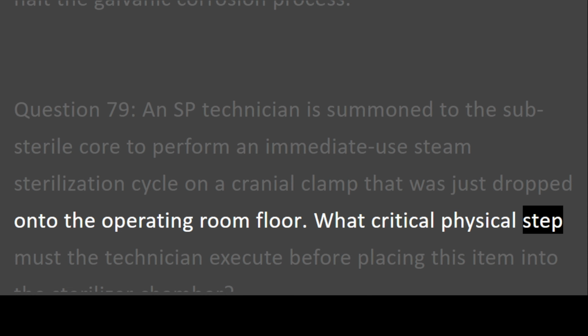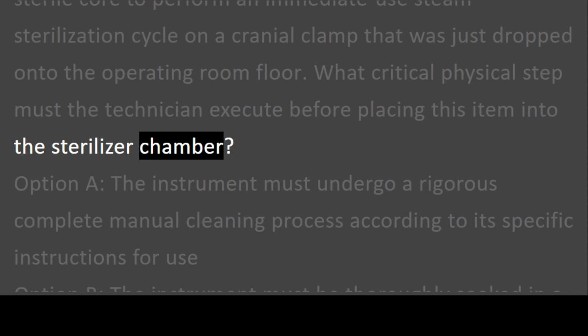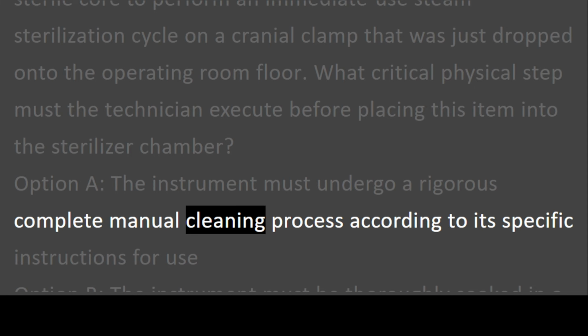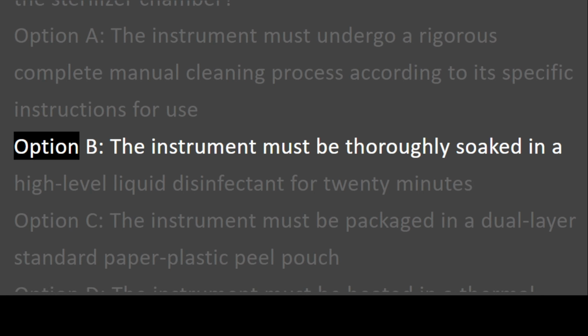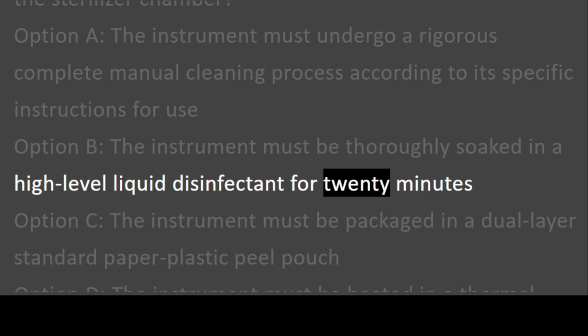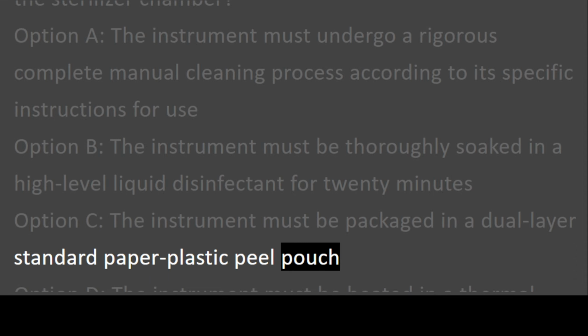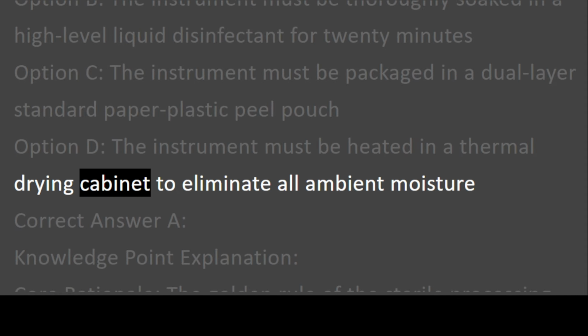What critical physical step must the technician execute before placing this item into the sterilizer chamber? Option A. The instrument must undergo a rigorous complete manual cleaning process according to its specific instructions for use. Option B. The instrument must be thoroughly soaked in a high-level liquid disinfectant for 20 minutes. Option C. The instrument must be packaged in a dual-layer standard paper plastic peel pouch. Option D. The instrument must be heated in a thermal drying cabinet to eliminate all ambient moisture.